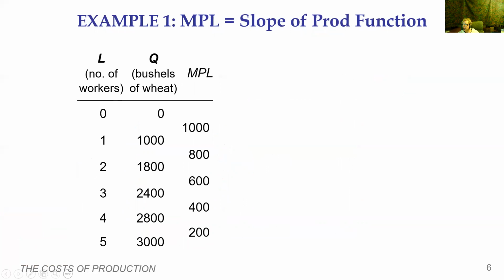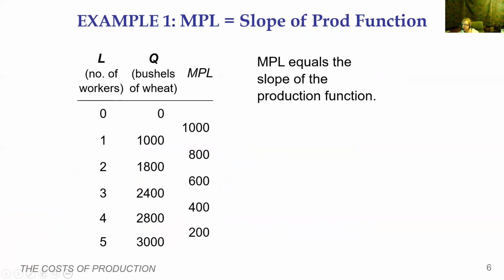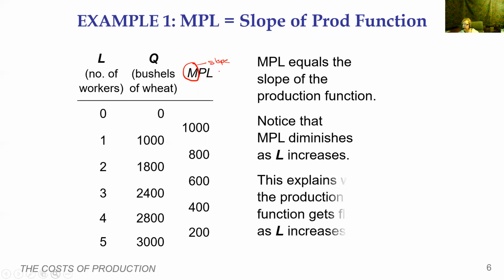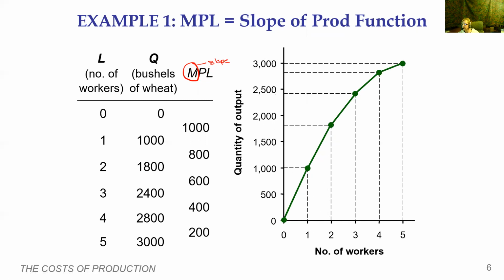Now, the marginal product of labor is the slope of the production function. So our production function, the slope of it is the marginal product of labor. Remember some time ago when we started introducing marginal, we said that marginal is the slope of whatever we're looking at. So here, the marginal is the slope of the product of labor. And the marginal product of labor is just the slope of the production function.